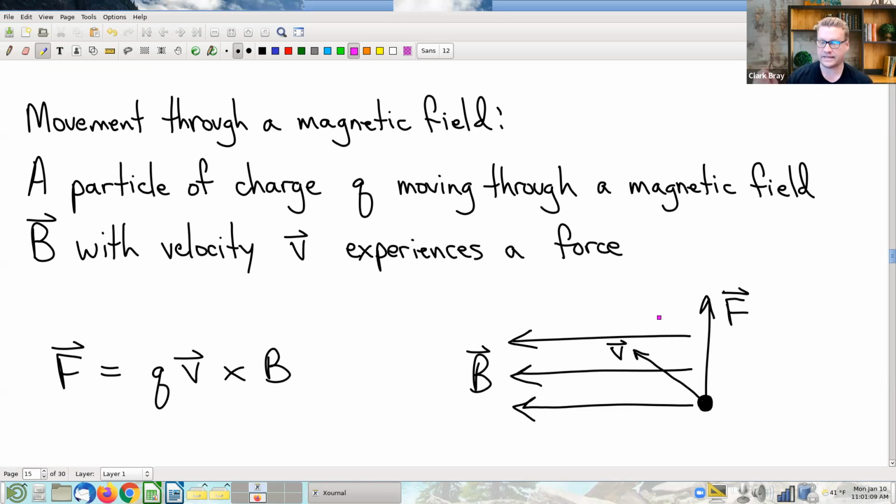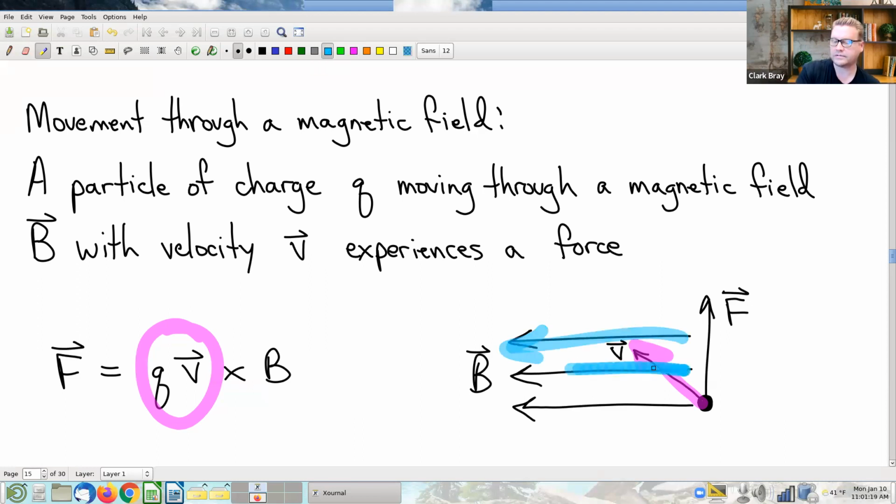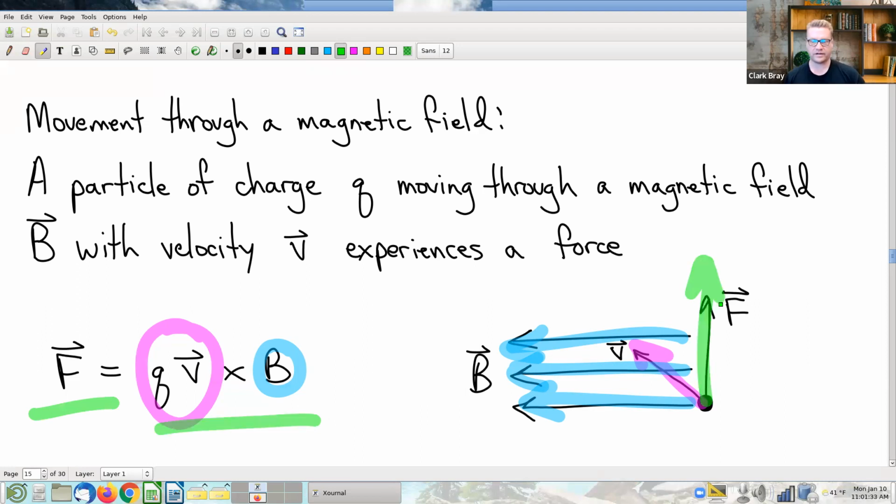So the idea is that the amount that the charge is moving, so charge times velocity, cross product with the magnetic field, that cross product computes the force. And so as this particle moves through that magnetic field, the force that it experiences is that cross product vector. Okay.